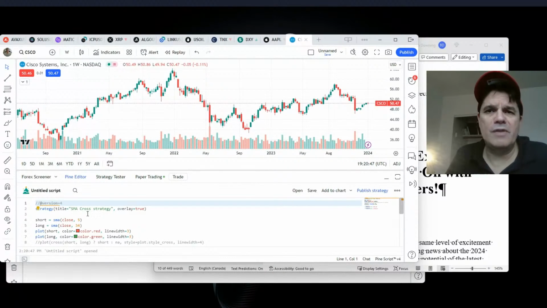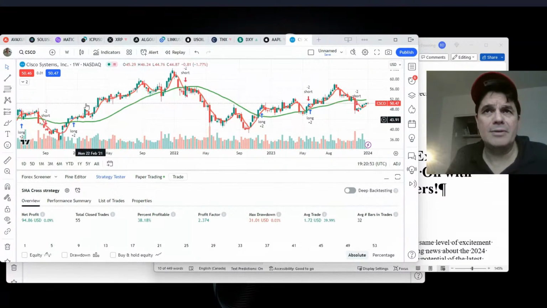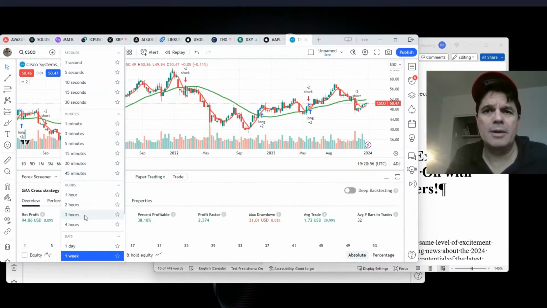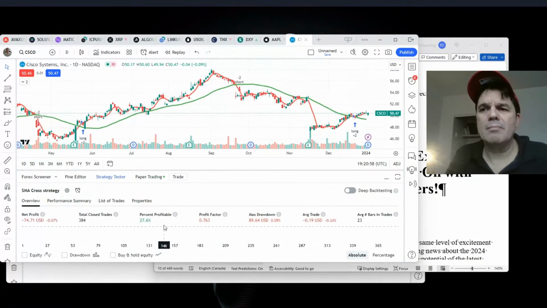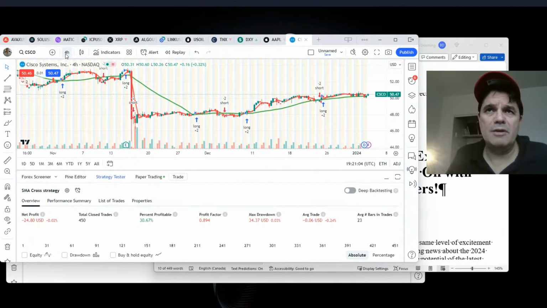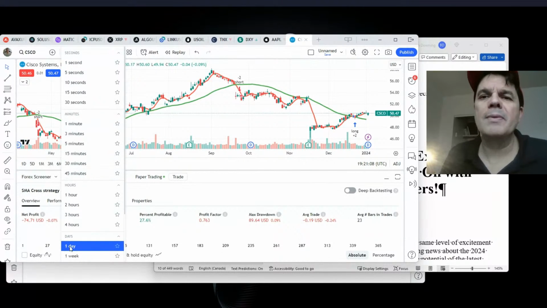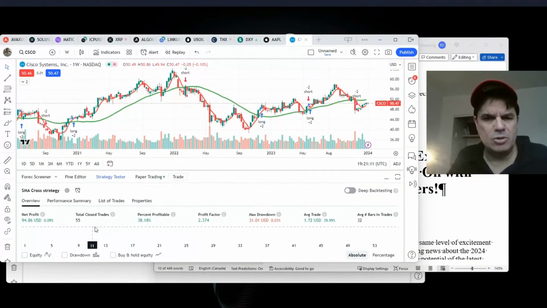So in here, we've got our SMA cross strategy. Add to chart. Boom. Look at that profit factor on a weekly basis. What's it looking like on a daily basis? Not so much. Let's see how it is on an intraday, I don't know, 4 hour. So you can see here, if you wanted to get maximum, you would trade weekly. Okay, so just from a comparative standpoint, you can do this.